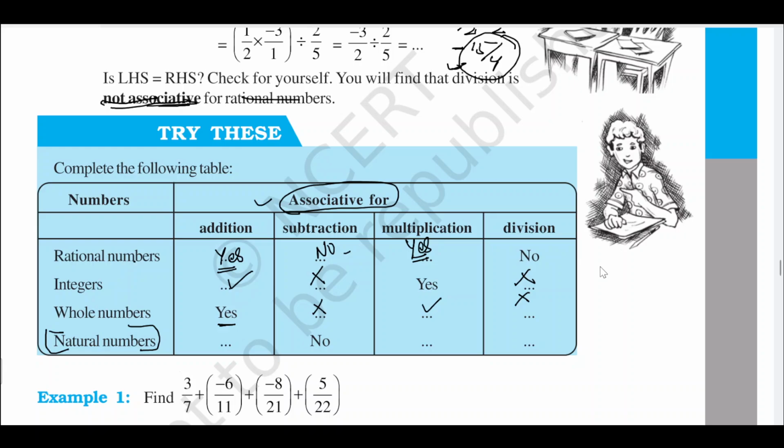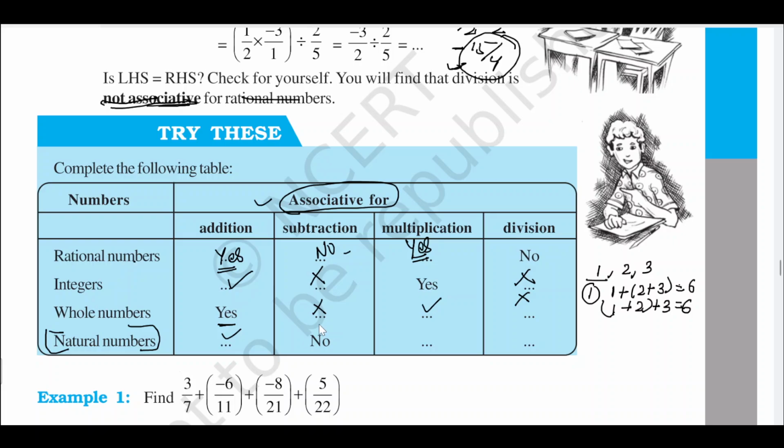Okay, so we take some natural numbers 1, 2, and 3. First we see for addition. In the first case we write it in the form of 1 plus bracket 2 plus 3, so the answer is 6. Now if we group in another form, grouping the first two and keeping the third away, in this case also we will get 6. So natural numbers will follow the associative property for addition.